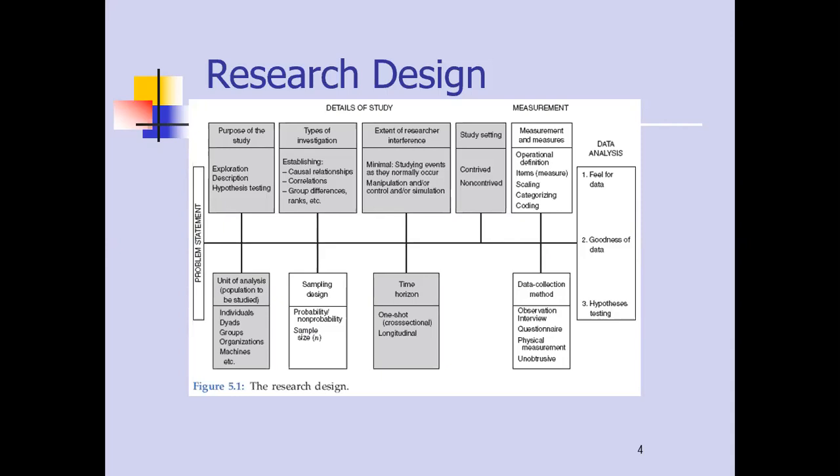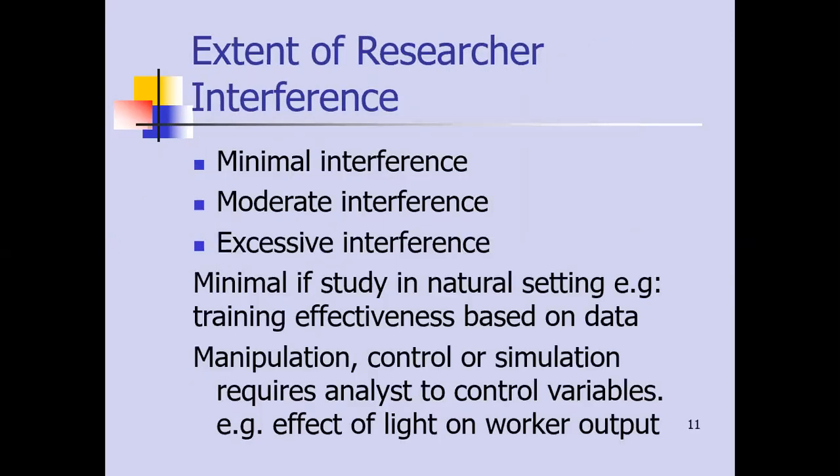Then you have extent of researcher interference, where you can see minimal and then maximum or sometimes moderate levels of interference. So once again, when you look at interference, if you conduct a correlational study, what do you do? You just distribute the questionnaires, collect your data, and then analyze your data. Do you control anything? No, nothing, right? What do you mean by excessive interference? You control everything that can make an impact on your results.